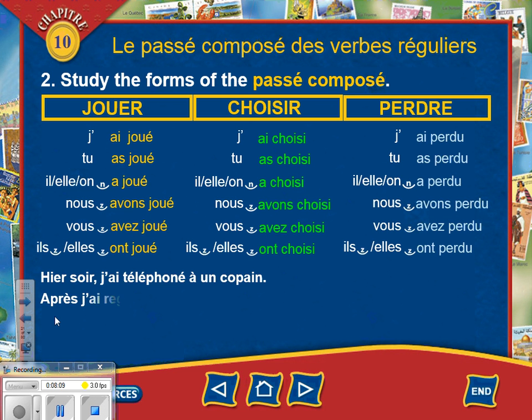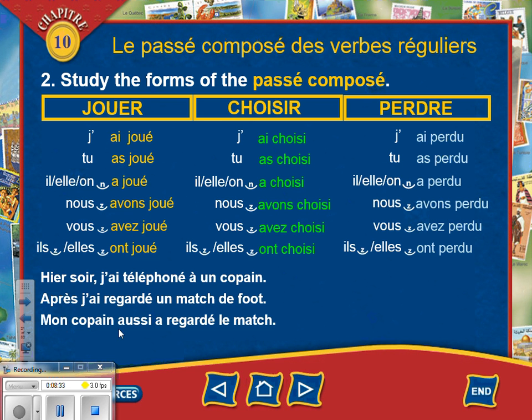Let's look at another example. Après. What does après mean? Do you remember? It's the opposite of avant. It means after. After I watched a soccer match or a soccer game. After, meaning after he called, I watched a soccer match. Mon copain aussi a regardé le match. My friend, this is my subject, also watched the game. Okay, so we're conjugating avoir, the helping verb, for the subject each time.